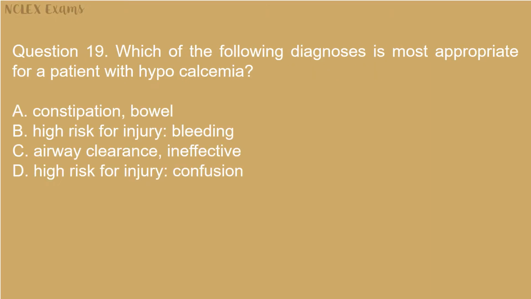Question 19. Which of the following diagnoses is most appropriate for a patient with hypocalcemia? A. Constipation, bowel. B. High risk for injury, bleeding. C. Airway clearance, ineffective. D. High risk for injury, confusion.